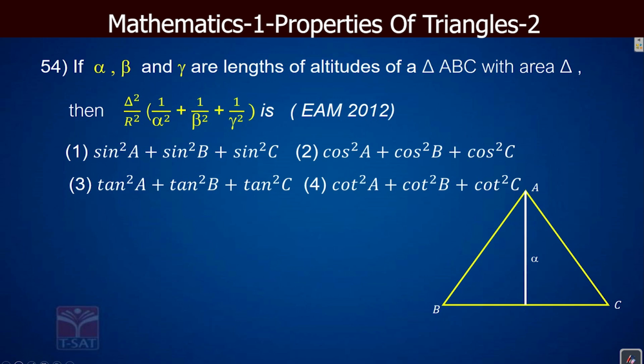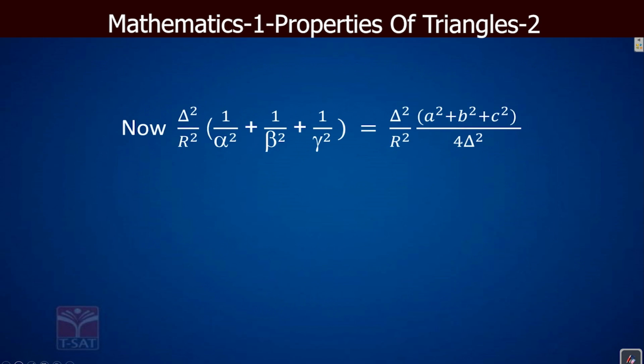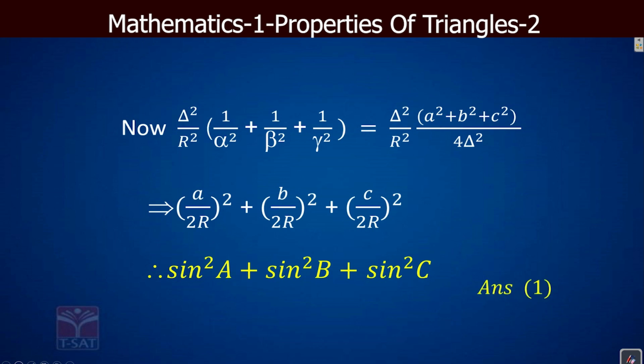So delta square by r square into 1 by alpha square plus 1 by beta square plus 1 by gamma square is equal to delta square by r square into A square plus B square plus C square by 4 delta square. That can be written as (A by 2r) whole square plus (B by 2r) whole square plus (C by 2r) whole square, where A by 2r is sin A. So sin square A plus sin square B plus sin square C. So the correct option is option number 1. Here we have used that the area of a triangle is half base multiplied by the height.